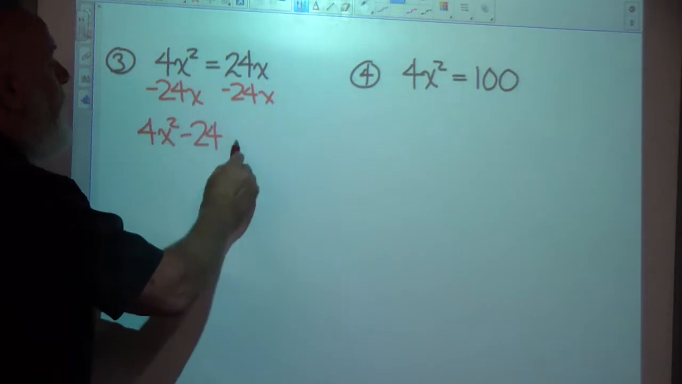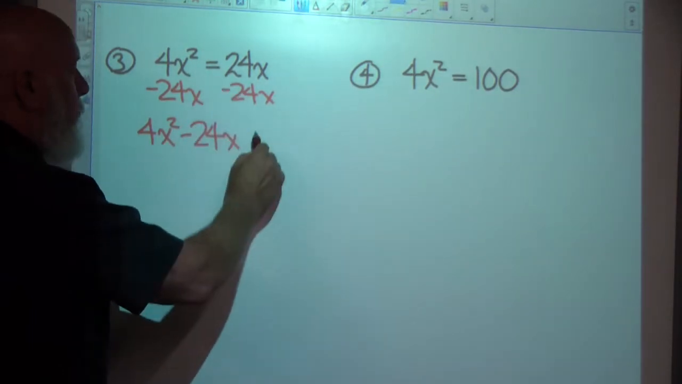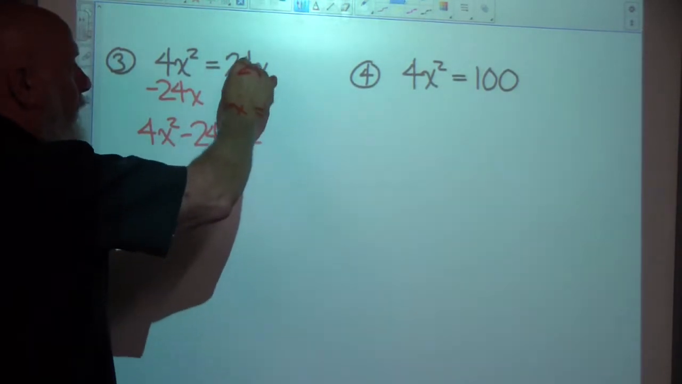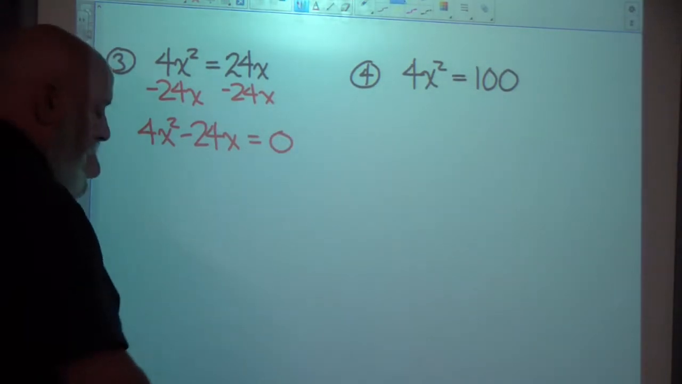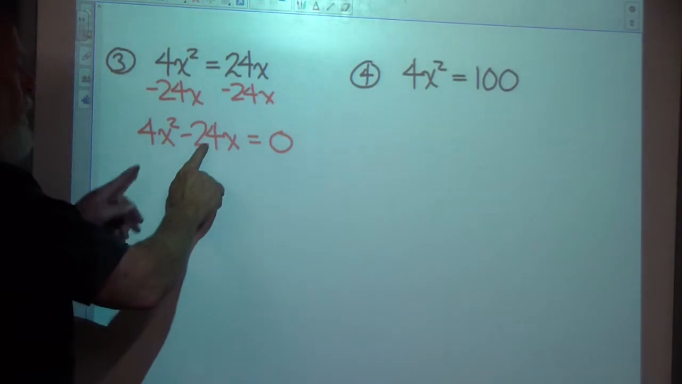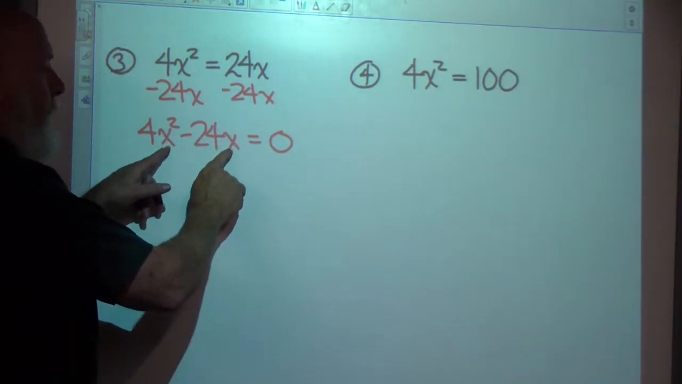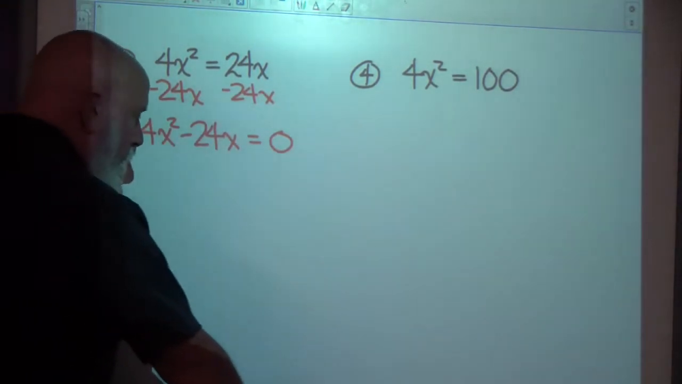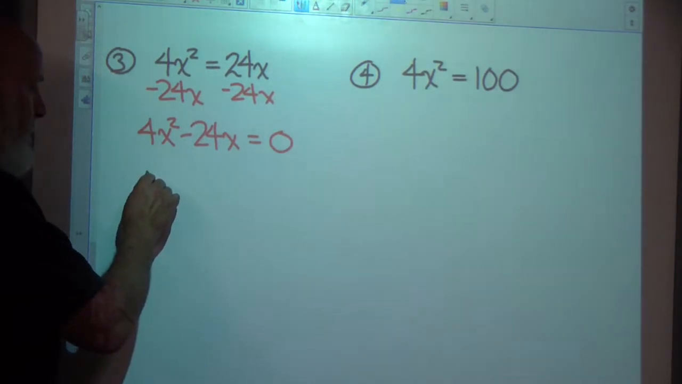4x squared minus 24x is equal to 0. Okay, now I'm going to try to factor this little quadratic binomial. I see they'll both divide by 4, and I see they both have an x. So I'm going to try pulling a 4 and an x out of both of them.